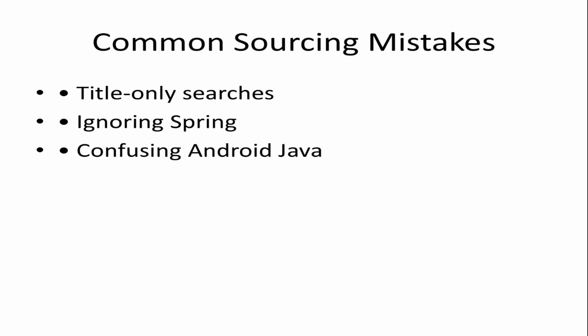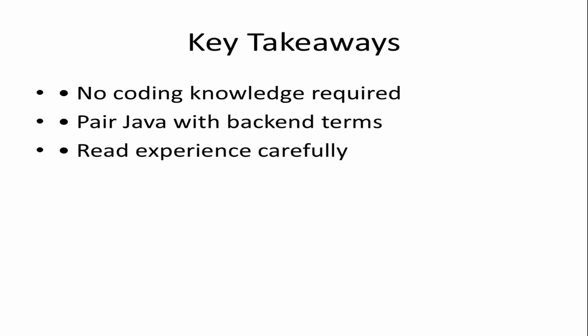So these are the common sourcing mistakes I have noticed, even senior experienced recruiters making. You should avoid narrow title searches. Don't only go for title searches. Ignoring Spring will cause you to lose good talent in the market, as will confusing Android and backend Java, right? This will reduce the candidate quality. Awareness of these pitfalls will immediately improve your sourcing results. So always focus on skills, not only title. Do not ignore Spring or Spring Boot. Either Spring or Spring Boot should be there if you're looking for a Java developer.